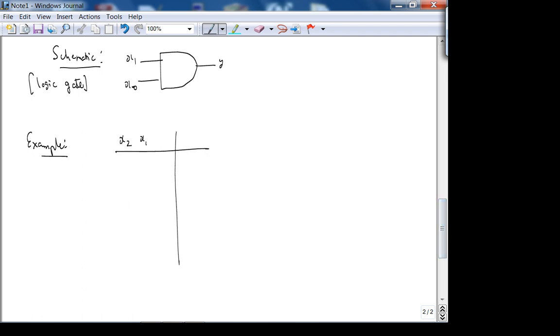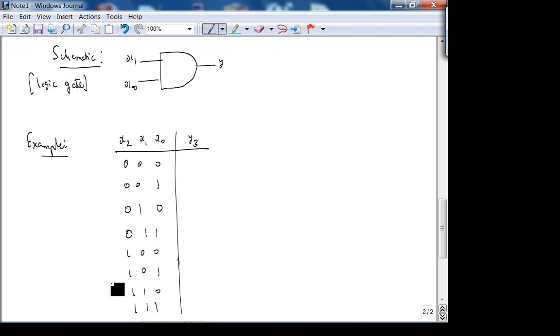So x2, x1, x0, let's call the output y3. 0, 0, 0, 0, 0, 1, 0, 1. These are all the different possible combinations of input. Note that the way I'm writing it, if you convert this to unsigned integer, this is 0, 1, 2. It's a standard way of writing it. You could put 111 here, but nobody does that, right? It's not systematic. Is that clear? So what would follow 010? 011, and then 100, 101, 110, 111.